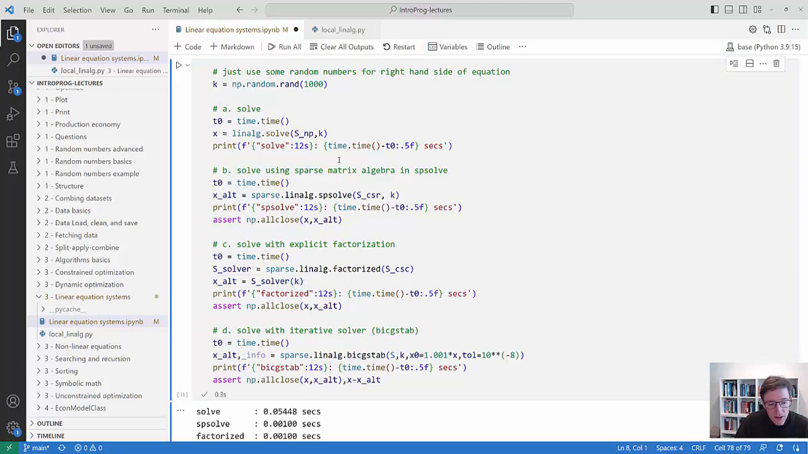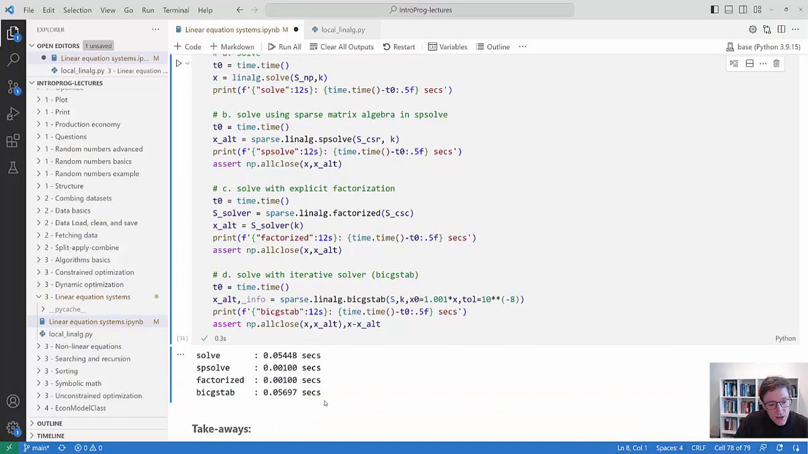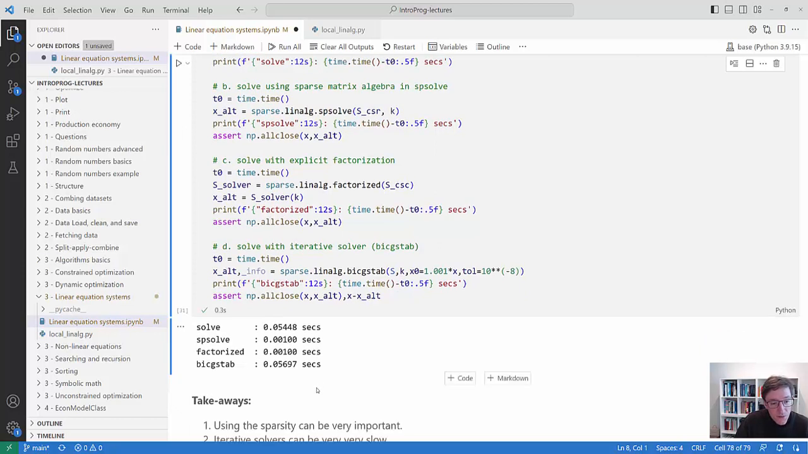So let's try to run this, and you can see that the numpy solve, so the non-sparse solve, is like 50 times slower than the sparse solve. So we're really saving a lot of time by using the sparsity structure. And you also see that even though the results are actually the same when you do the iterative solver, it's also very slow, as slow as actually doing the full matrix solution.